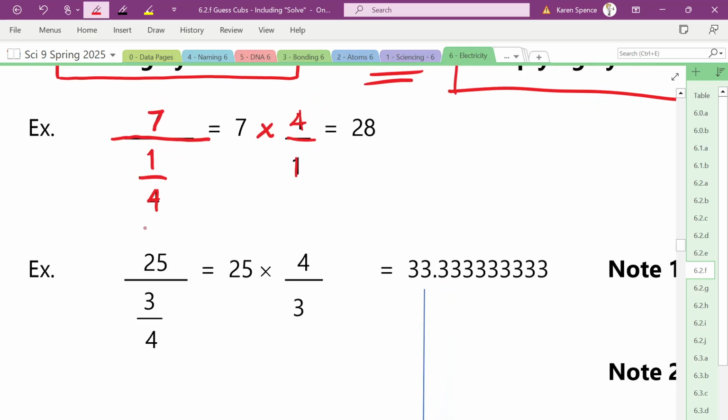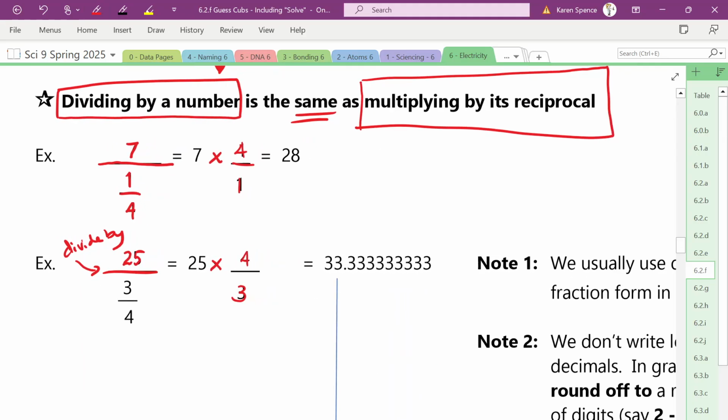Let's say we have 25. So I have 25, and we're dividing by 3 over 4. So instead, we're going to multiply by the reciprocal of 3 over 4, which is 4 over 3. And if you plug that into your calculator, you will get 33.333333333. Okay.